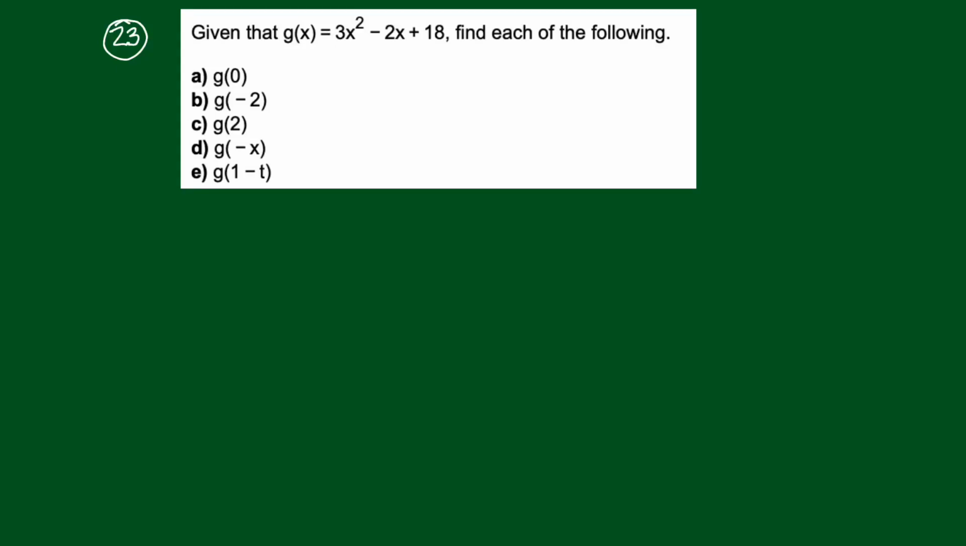In this last problem, 23, we're given g of x, the function, the set of instructions called g. Here's what it does to x. It squares it, multiplies it by 3, subtracts double that x value, and then adds 18.